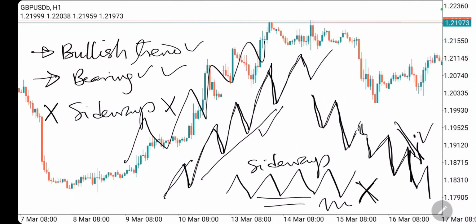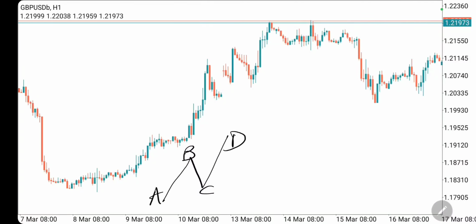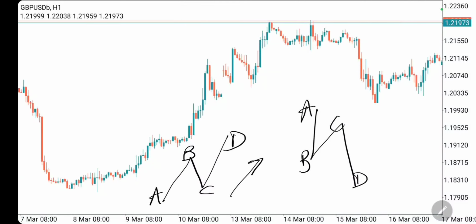So how do you capitalize on this? Now let us see. The market pushes up, retraces, pushes up. Now this is A, B, C, D. The market always does an A, B, C, D movement. This is in a bullish phase. This is another one in a bearish phase. You have A, B, C, and D. This is what the market does.